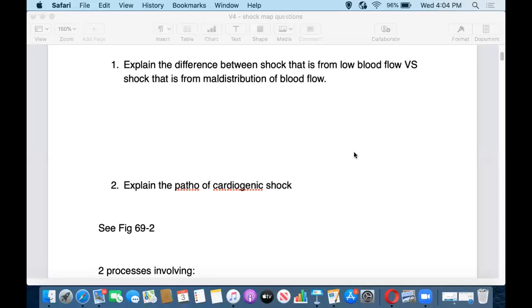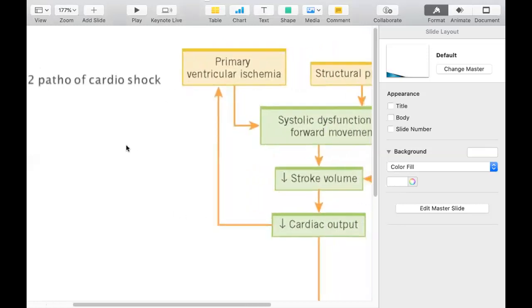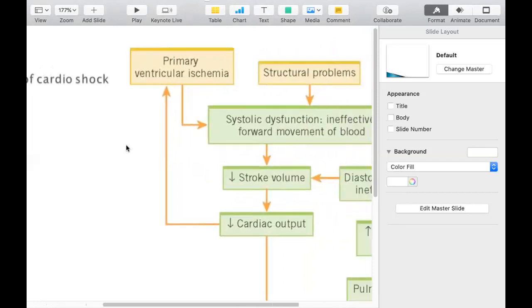Question number 2, explain the patho of cardiogenic shock. Let's look at figure 69.2 for that, and that's right in your PowerPoint. So in the 4th edition of Lewis, it's figure 69.2. In older editions, it's 68.2. Excuse me if I get those numbers mixed up, but it's really the same stuff we're talking about, and you are definitely safe to refer to the resources I have given you in Moodle, such as this PowerPoint. Even if they don't exactly line up with the most current text, these are safe to use unless otherwise said.